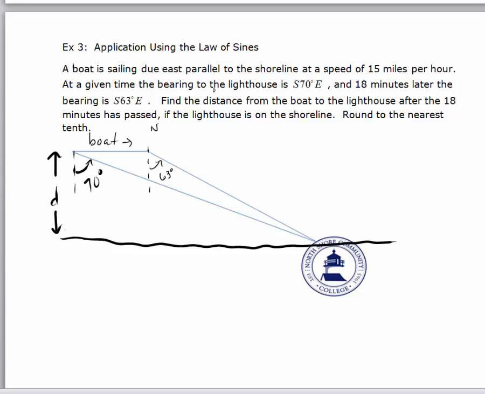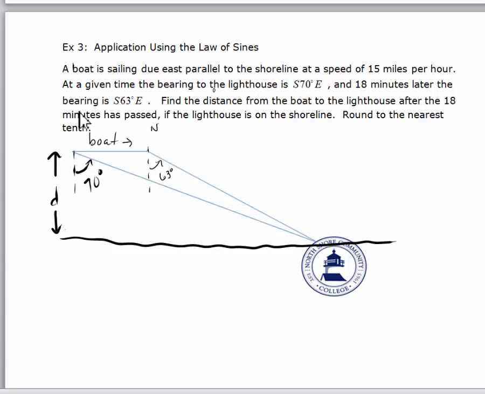Let's look at another application using the law of sines, and this one has to do with bearings. We've got a boat that is sailing east parallel to the shoreline. So here's the line the boat is traveling in, and then we have the shoreline. It's traveling at 15 miles per hour. At a given time, the bearing to the lighthouse is south 70 degrees east.